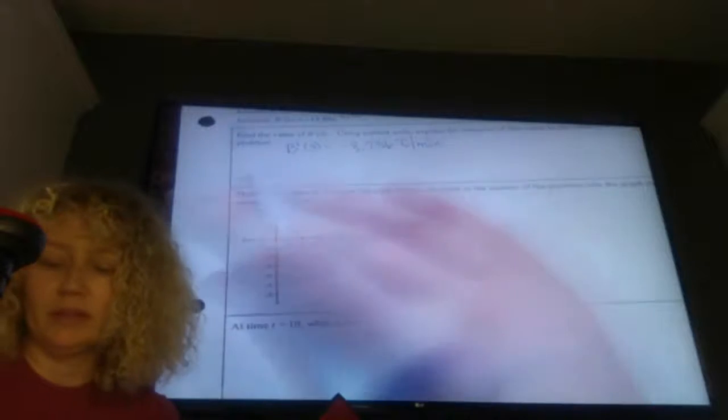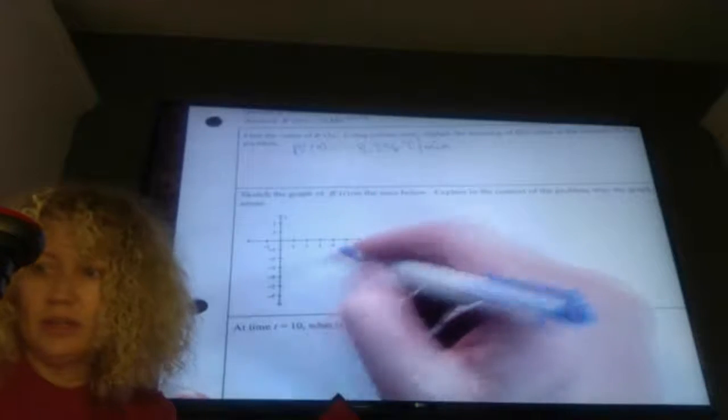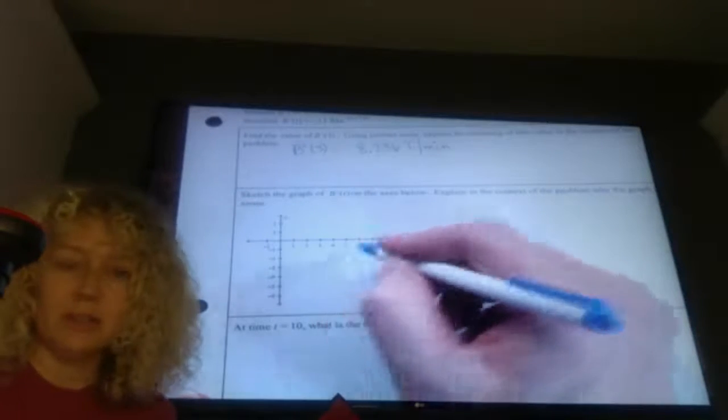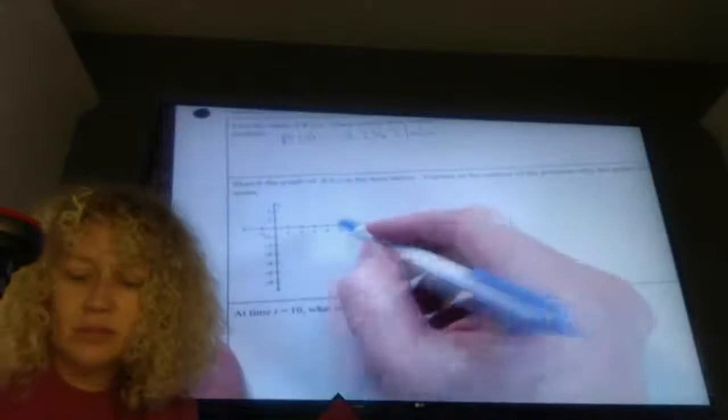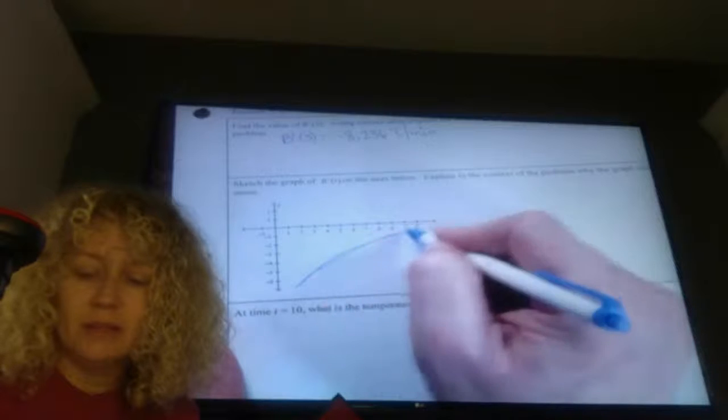So you put that in your calculator and you sketch it, and it looks something like, oh my goodness, I'm getting a lot of text messages because there was just some emails sent out, so sorry.